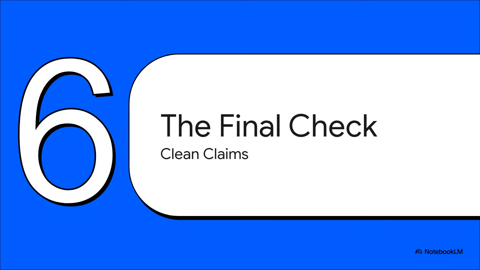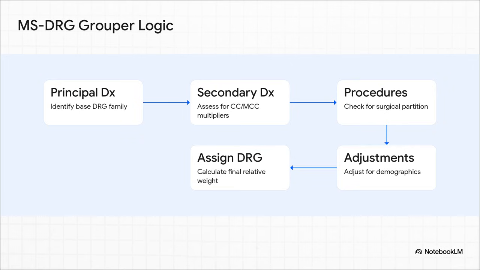And finally, Section 6. The final check, clean claims. Let's look at how all our previous components finally synthesize inside the MS-DRG grouper logic engine. Step 1. The engine identifies the principal diagnosis to lock in the base DRG family. Step 2. It checks the secondary diagnoses and those POA flags to assess for the CC or MCC multipliers. Step 3. It scans for major procedures that might shift the patient into a surgical DRG. Step 4. It adjusts for things like age, sex, and discharge disposition. And Step 5, it assigns the final MS-DRG and relative weight.